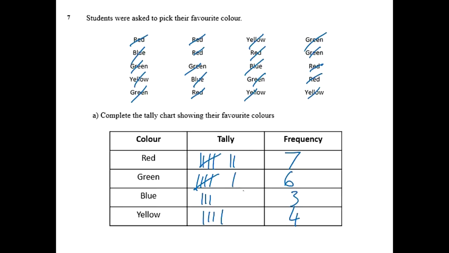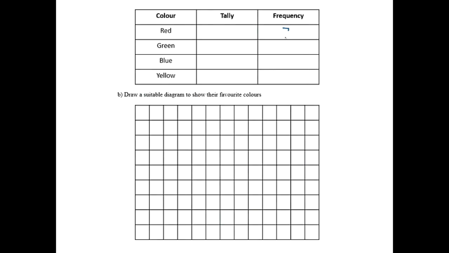So I've got 7, 6, 3, and 4. And if you cross off these, you'll make sure you don't miss any out. So our table ended up with 7, 6, 3, and 4. And we're asked to draw a suitable diagram to show the favourite colours of these people. Now, there are more than one option for this, but the most sensible one is probably a bar chart.